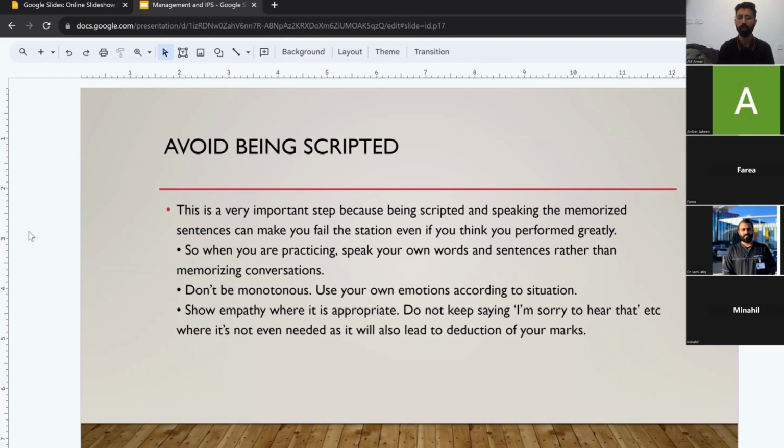So please do not memorize things. Speak in your own words, speak in your own tone, speak in your own sentences. You can take some inspiration, you can take some ideas from other people.